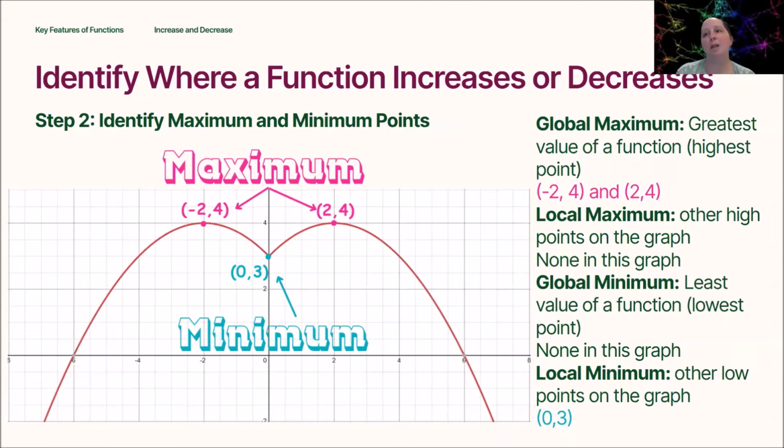Your global minimum is the least value of a function, so the very lowest point. I don't have a global minimum here. I have a local minimum, which is another low point on a graph. Local maximums and local minimums can kind of be interchanged. It just depends on how you look at the graph. So I'm looking for any key points in the graph, dips or peaks.